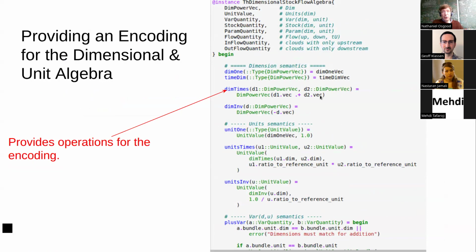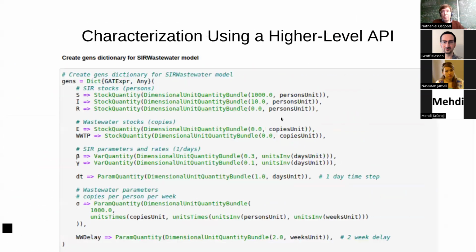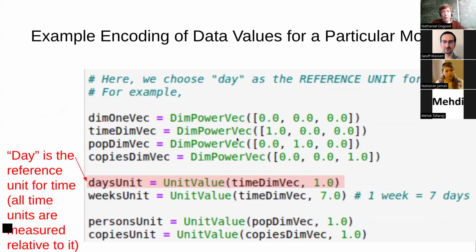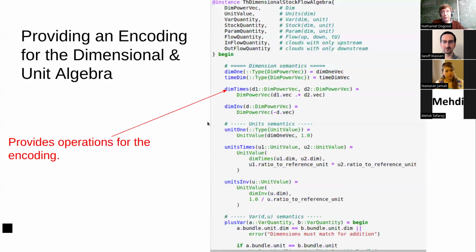But here we're actually specifying encodings of these things. And so when we have a dimensional product of powers, for example, when we multiply things, if we multiply people times time, we're going to have to add these powers 1.0, 1.0, 0 by adding up these vectors.